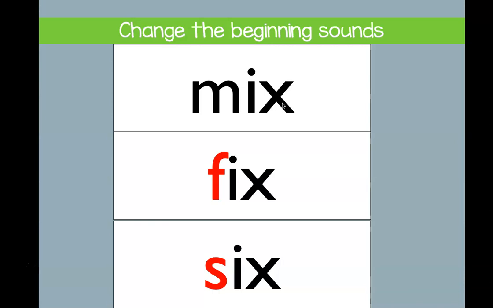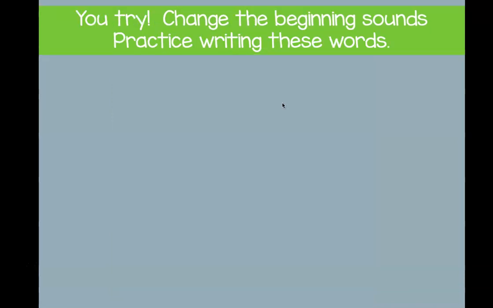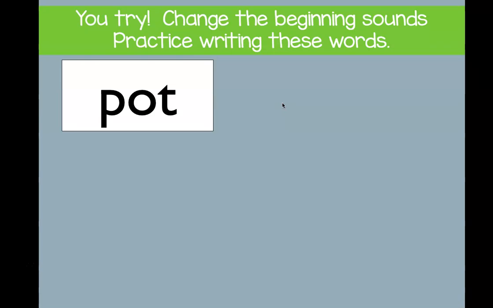All right, let's try something new. Let's change the beginning sound, but this time we're going to write it. Okay? So I'm going to give you a minute. I want you to push pause, and this is the word, that's right, pot, pot. Can you think of other words that rhyme with pot, have ot in them, but you're going to change the beginning sound? Can you write at least one word? Pause the video.